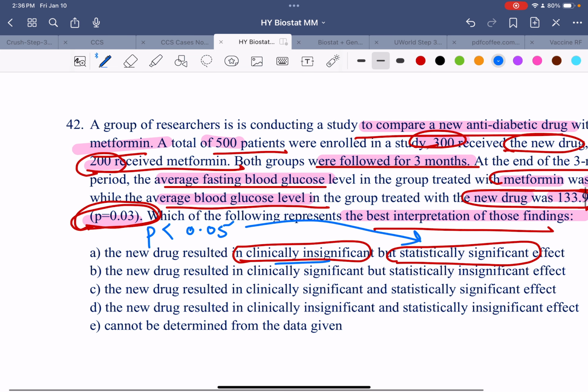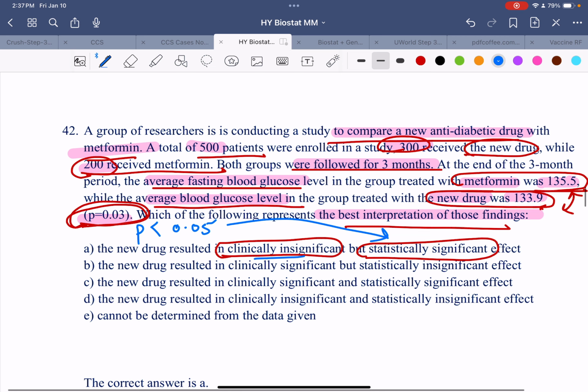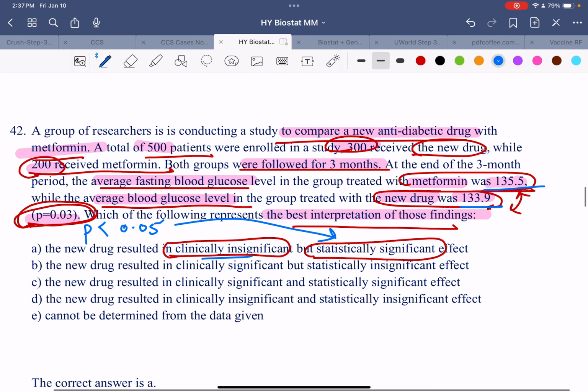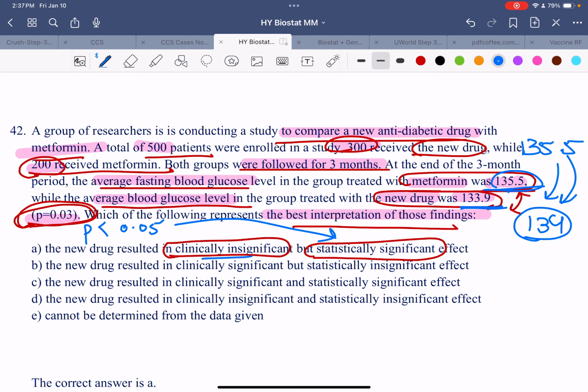But what is meant by clinical significance? Clinical significance is when we see a drastic change as compared to the gold standard or the control. So here the control was bringing the blood sugar levels down to 135.5, right? And what's the new drug doing? It's barely 133.9, roughly 134. So how much of a difference do we have between 135.5 and 134? They're almost the same, right? So we will say that although the drug is statistically significant, the results are not clinically significant, right?